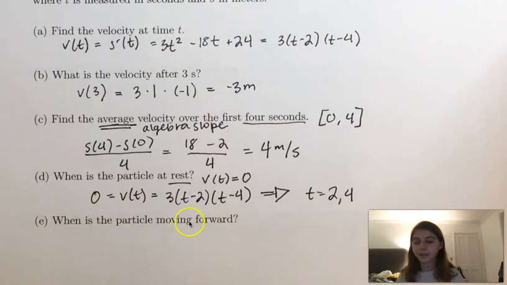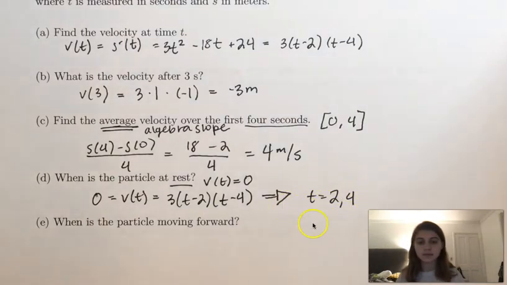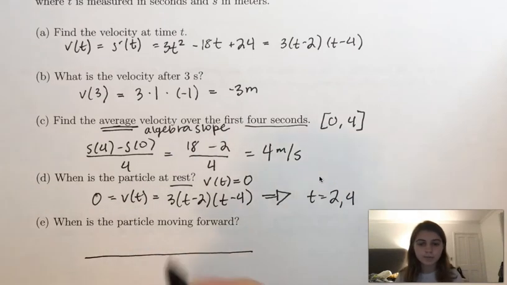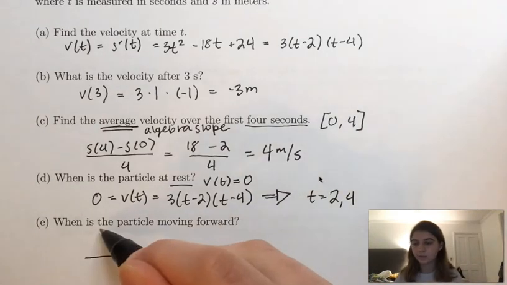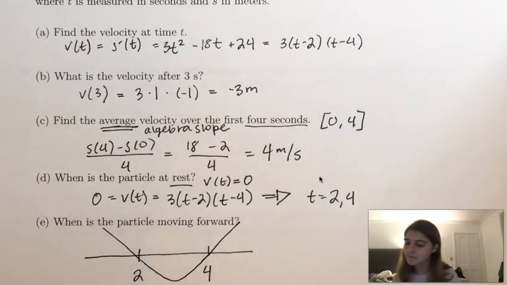Now it gets a little trickier when we want to know when the particle is moving forward. So we're going to take these zeros that we already found, and we're going to make a sign chart. So draw a little number line, put your 2 and your 4 on there, and we're going to end up with a parabola shape for our sign chart, and that looks more like a V than a parabola, I'm sorry.